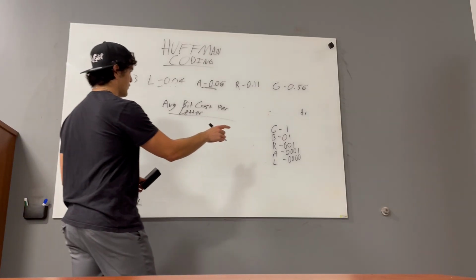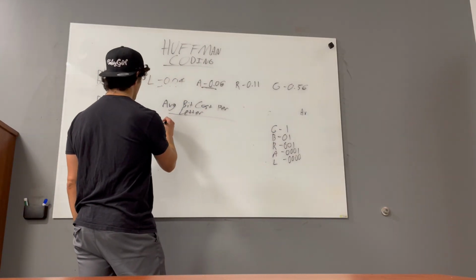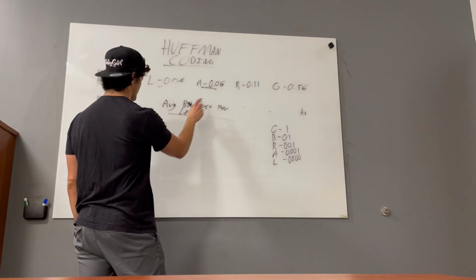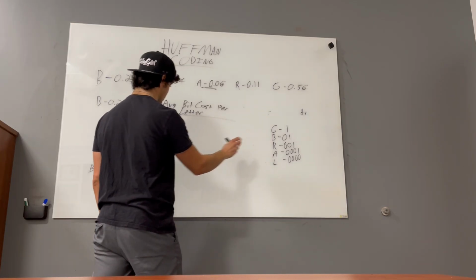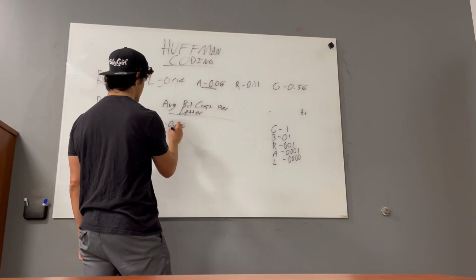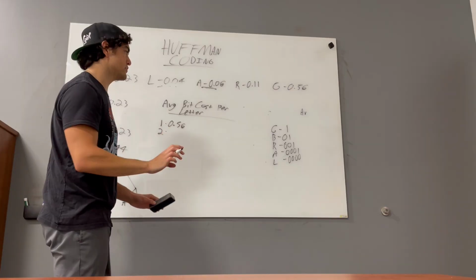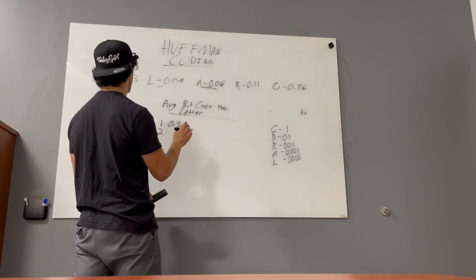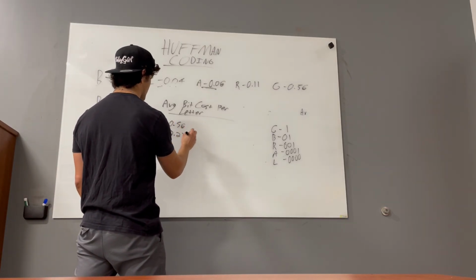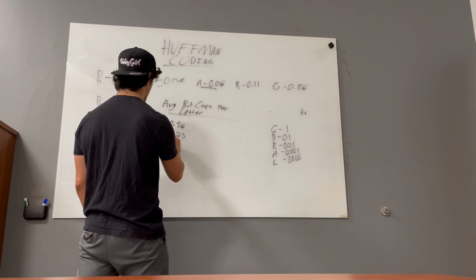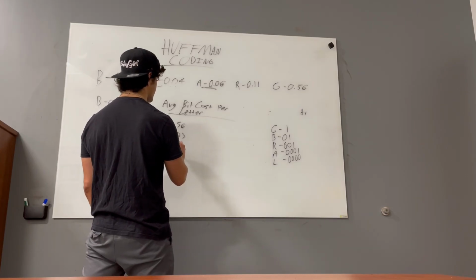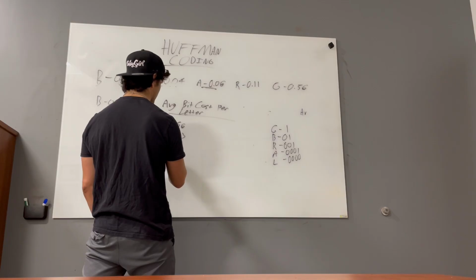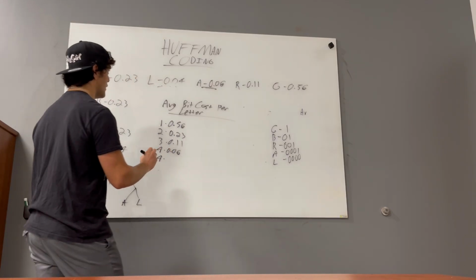Okay, so we have 1 for G, so it's going to be 1 times the frequency, so 0.56. Now B is 2, because it's 2 bits. It's 0 and 1. If it was 0, 0, it would be 2. If it was 1, 1, it would be 2. It's just the number of bits. So 2 times 0.23. R is going to be 3 times 0.11. A is going to be 4 times 0.06. And then L is going to be 4 times 0.04.